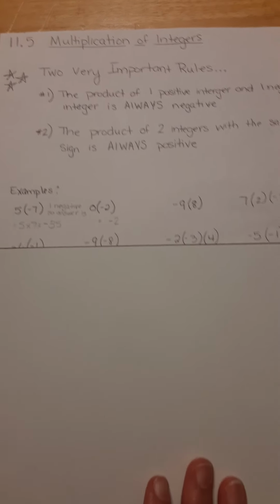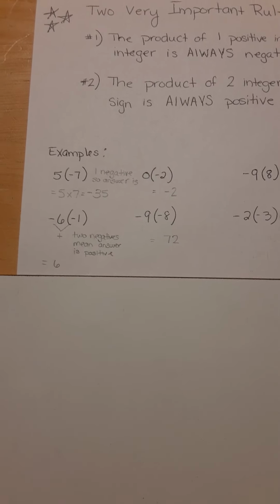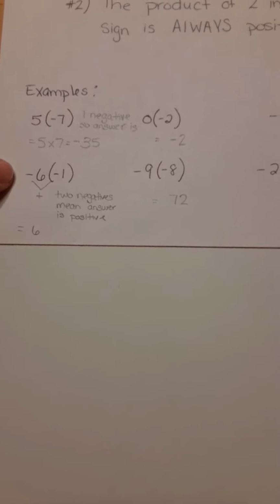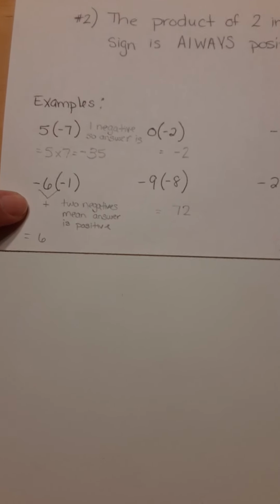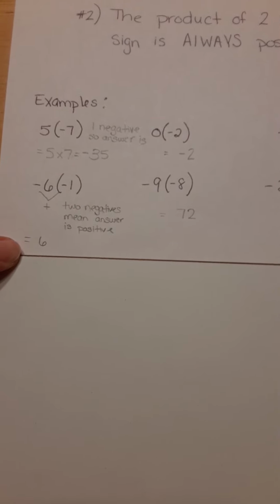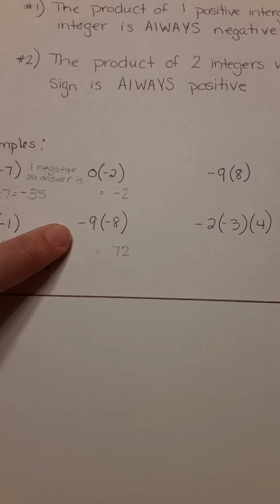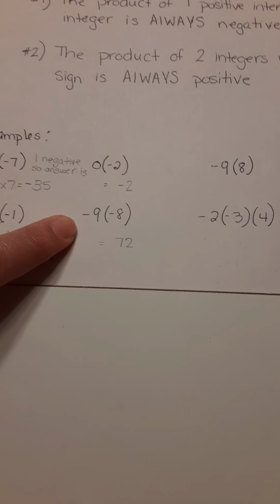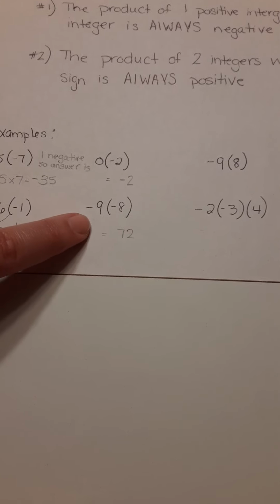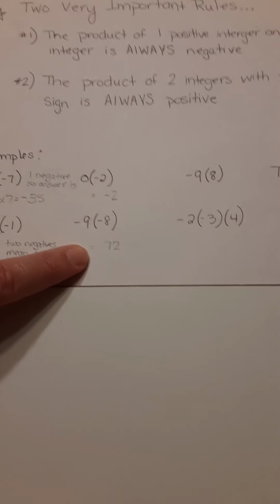Okay, check out this example down here. I've got two negative signs. Remember my rule, if I multiply two negatives, my answer is always going to be positive. And so my answer is a positive 6. Here, I'm multiplying 9 times 8, which I know is 72, and then I check out how many signs there are. There's two signs. They're both the same sign. So my answer has to be a positive 72.